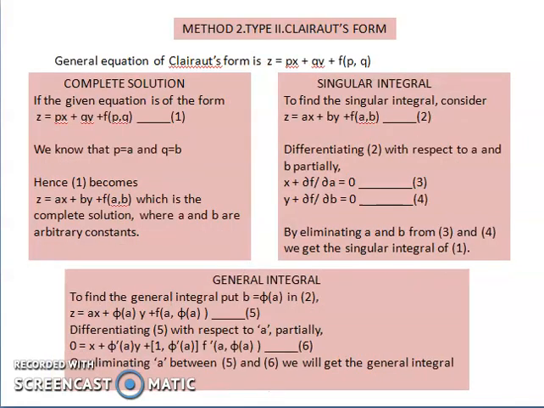Method 2 is Clairaut's form. The general form of Clairaut's equation is z equal to px plus qy plus f of p comma q.